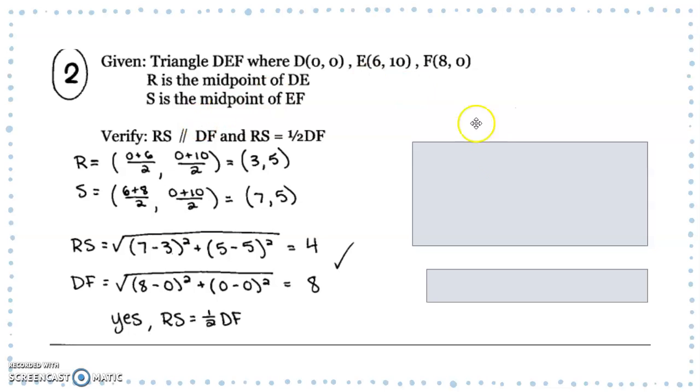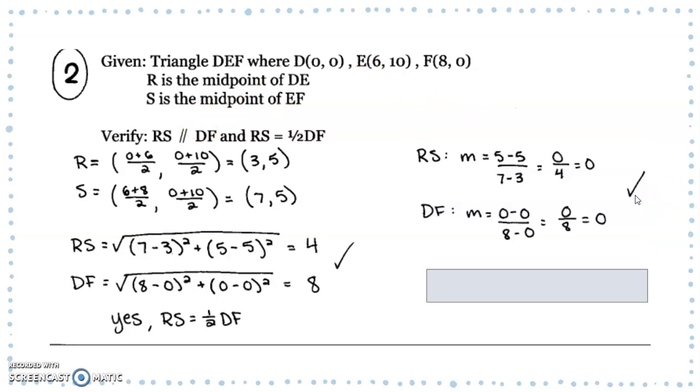To prove that the lines are parallel, we're looking at the slope. So the slope of RS and the slope of DF are both 0, so those are horizontal lines. If the slopes are the same, we can say that those lines are in fact parallel.